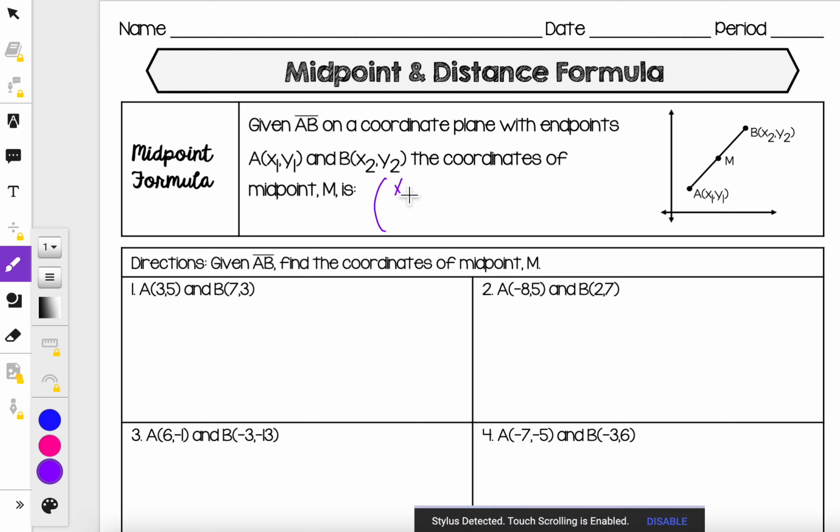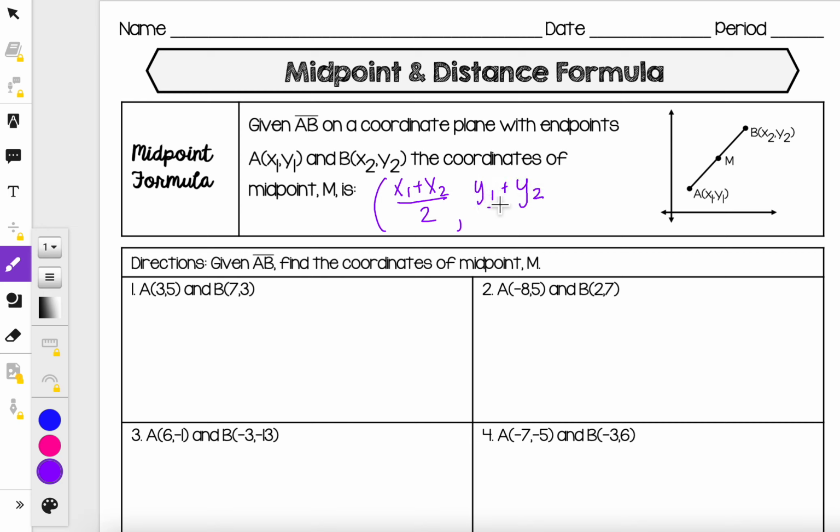So in other words, we would take x1 plus x2 and divide that by 2, and that would be the x coordinate of our midpoint. And then the y coordinate of our midpoint would be y1 plus y2 over 2, okay? So we're taking the average of your x coordinates and your y coordinates to find the coordinates of the midpoint, okay? So let's just practice that.